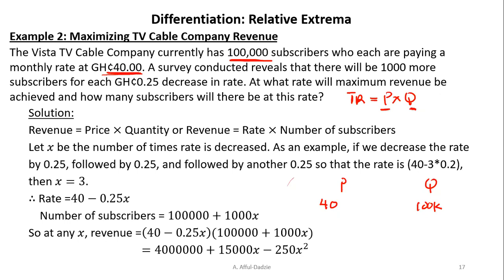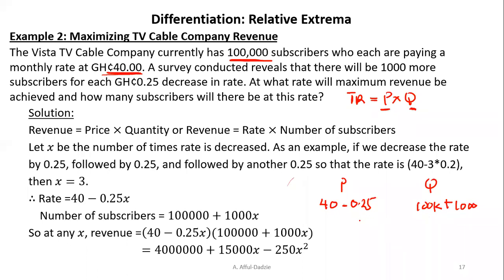Let X be the number of times we reduce the price. If we reduce it 5 times, then we know 1,000 times 5 will be 5,000 more people joining. So we're saying that whenever we reduce the price by 0.25, we will have 1,000 people joining. Every 0.25, 1,000 people will join.